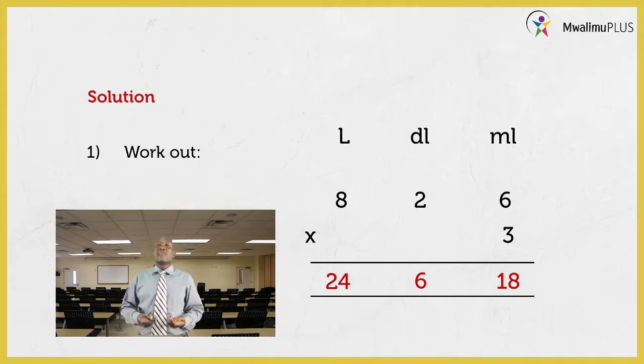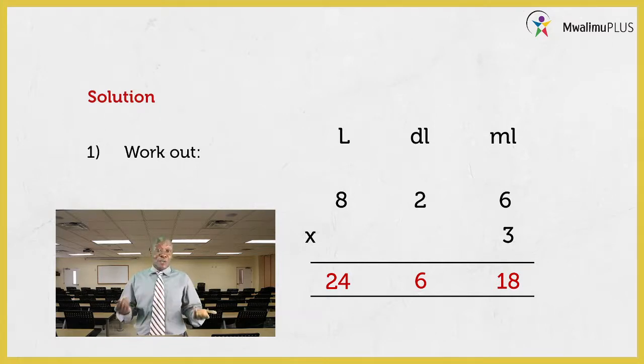Then again, learners, we proceed ahead to liters, that's 8 times 3. What do we get when we multiply 8 times 3? Well done. 8 multiplied by 3 gives us 24. Therefore, we record 24 on the liter side. Do we have anything to do again? Nothing is left. That's our final answer. So our answer will be 24 liters, 6 dl, and 18 ml.